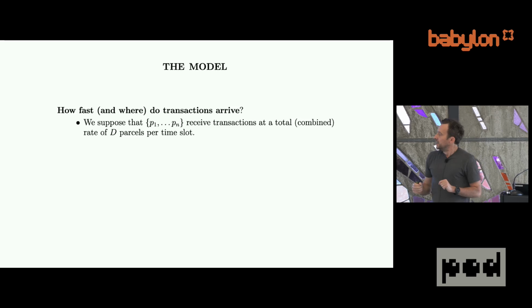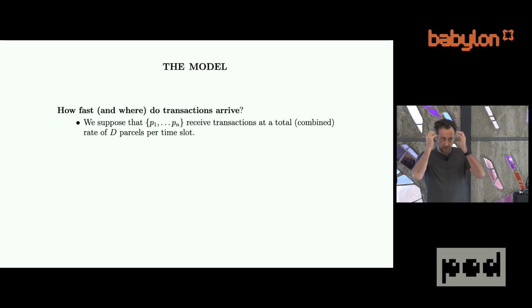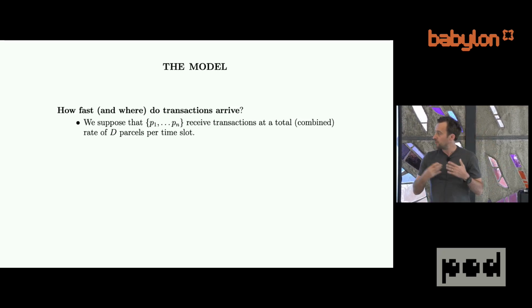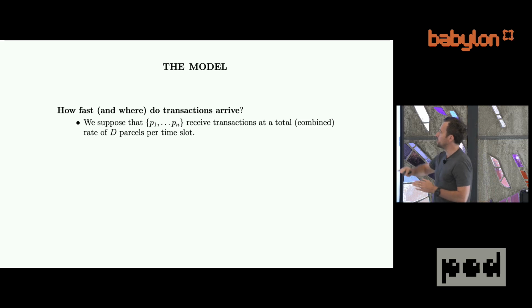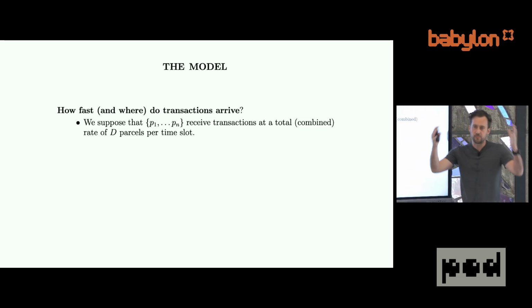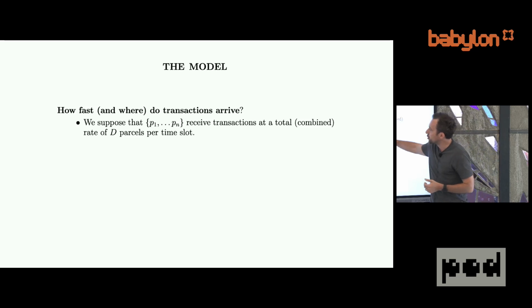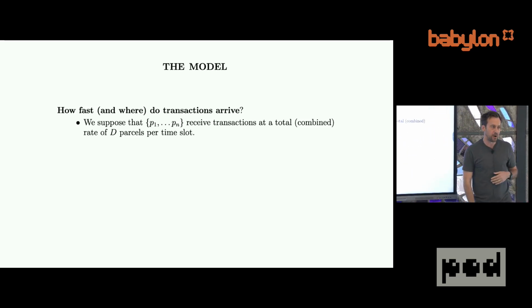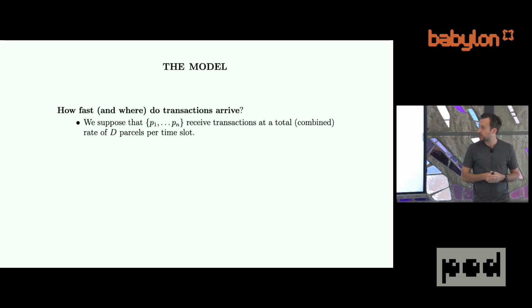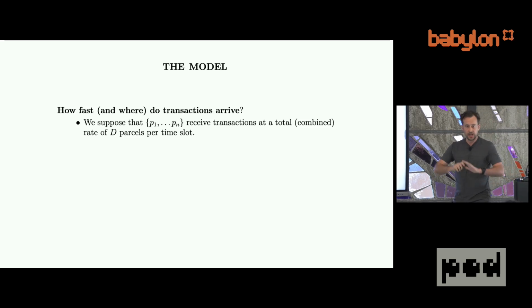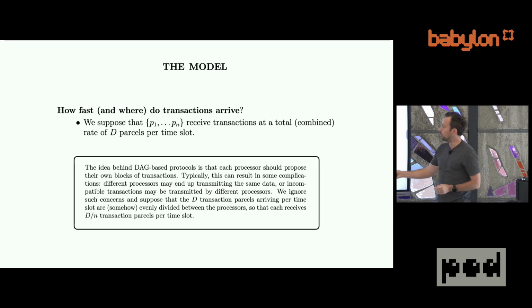Now we have to think a little bit about how fast transactions are arriving and where they are arriving. We're going to suppose that the set of processors as a whole, P1 up to Pn, are always receiving transactions at a total combined rate of D parcels, or bits, per time slot. That's the set of processors as a whole.